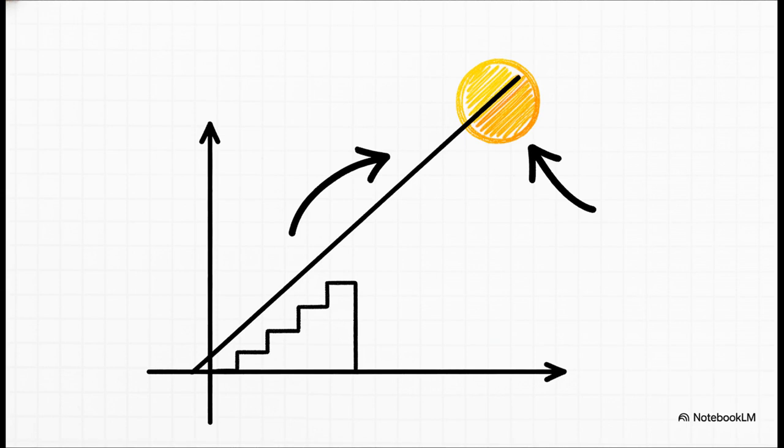It literally defines the steepness of the line. If a is a large positive number, the line climbs steeply. If it's negative, the line falls, which visually represents that decay we just talked about. Then we have the constant b, which is the y-intercept. This simply marks the exact spot where our line cuts across the vertical y-axis.